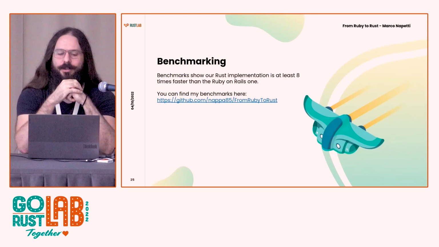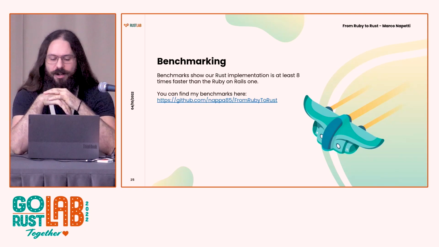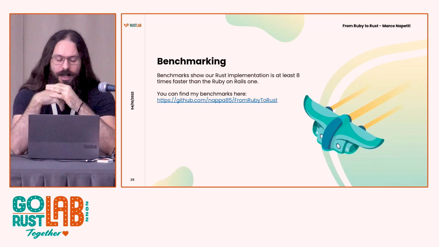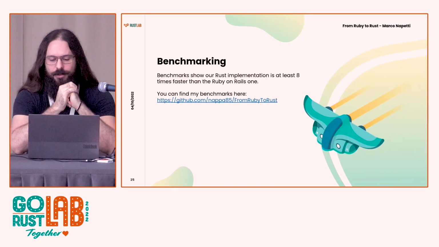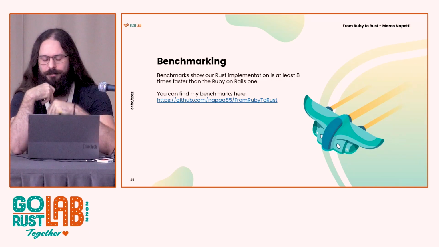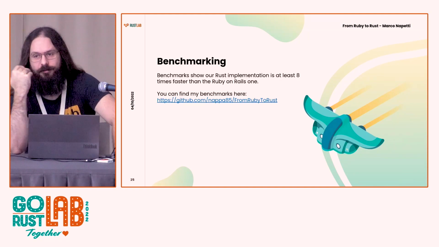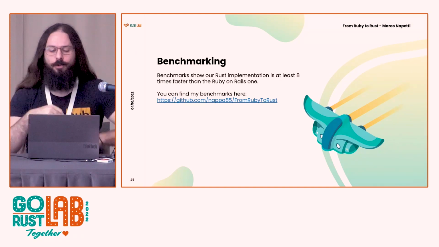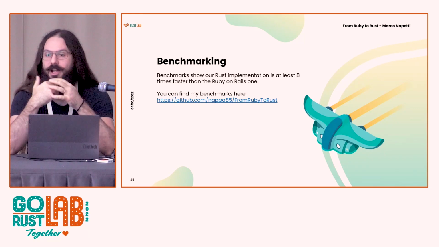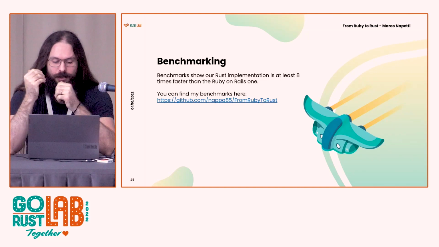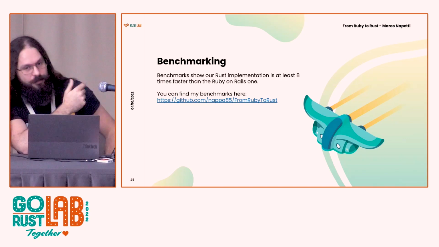Time for benchmarking. Mean time for the cached method on Ruby is around 1 millisecond. Mean time for the cached method call on our Rust implementation is around 130 milliseconds. We are like 8 times faster. And probably there is room for a lot of optimization inside CRM, because it's still a young project. You can find all the code, both Ruby and Rust, and the benchmarks on my repo, linked there.